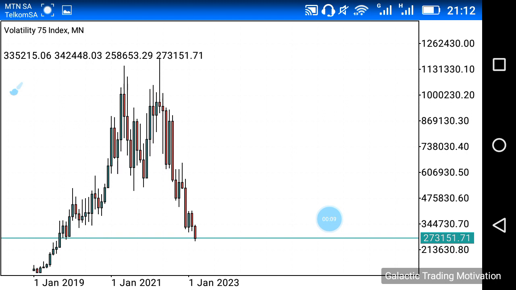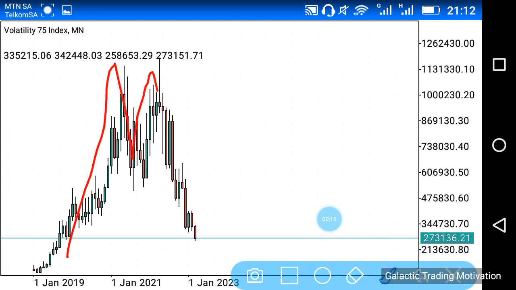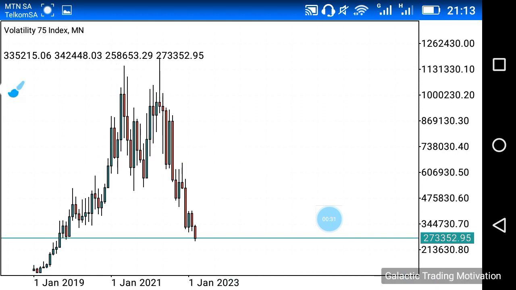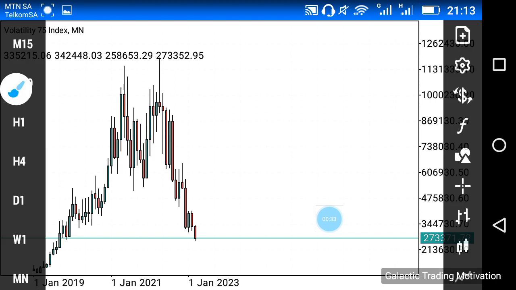Just to recap, the last time we spoke about this particular index, we mentioned that we have this very nice M structure, which has a neckline more or less at that point. We also mentioned that ideally we want to see price heading back to the neckline to test it, and at that point where the neckline is, we would look for potential selling opportunities, right? That's the last thing we said the last time.